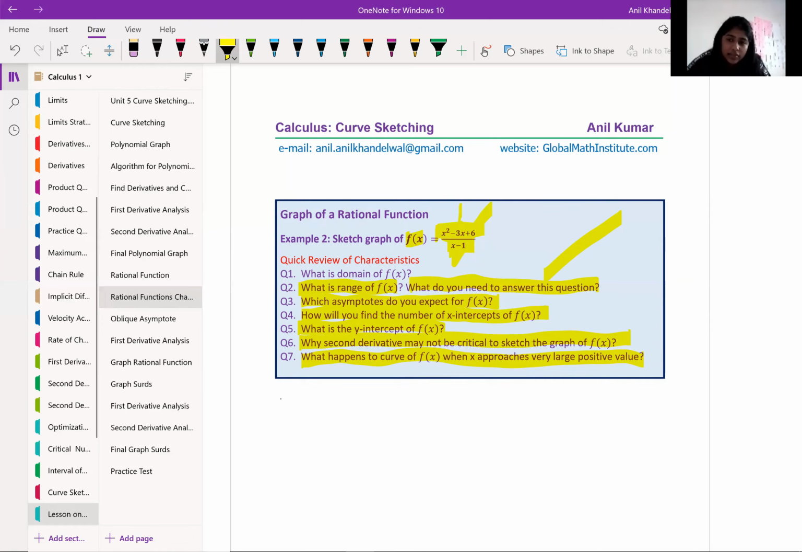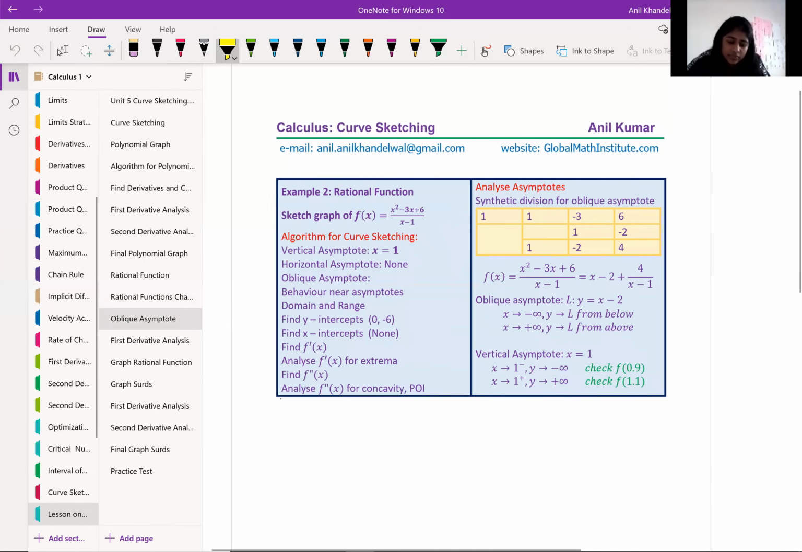We'll analyze it first. Now let's look into the oblique asymptote, because we know that the vertical asymptote is at x equals 1. Perfect. Do we have a horizontal asymptote? Not at all, because you can have only one of these, horizontal or oblique. Horizontal asymptote you get when the degrees of numerator and denominator are the same, or the degree of numerator is lower. Oblique asymptote you get when the degree is 1 higher for the numerator, correct? Behavior near asymptotes is what we need to figure out.